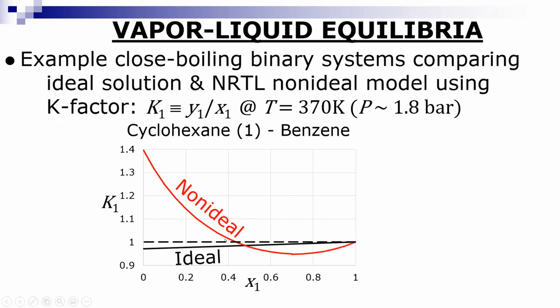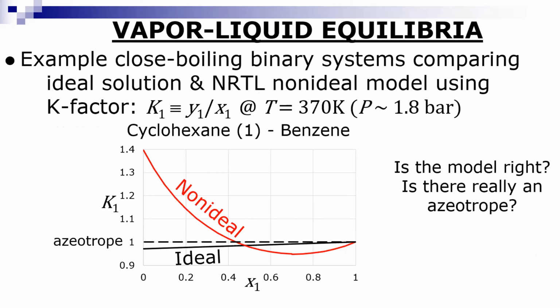The non-ideal goes like this. Now, this says that cyclohexane and benzene actually form an azeotrope if you believe the non-ideal model. So is the model right? Is there really an azeotrope? And the answer is yes. You look in the literature and there it is. And you say, but wait a minute, these are non-polar substances. There shouldn't be a problem with these differences in them.